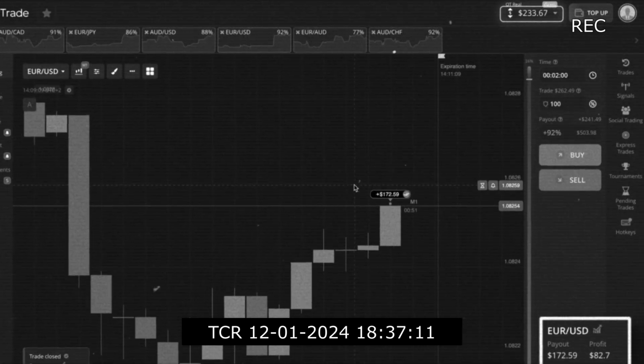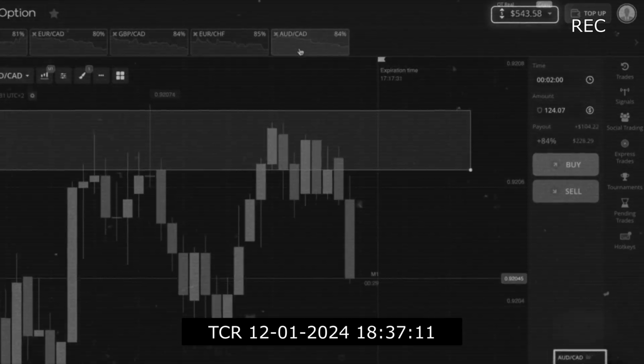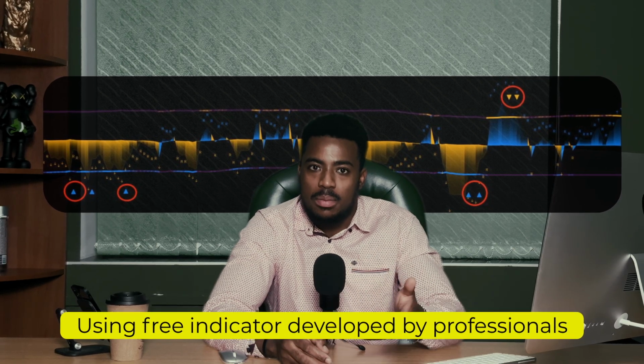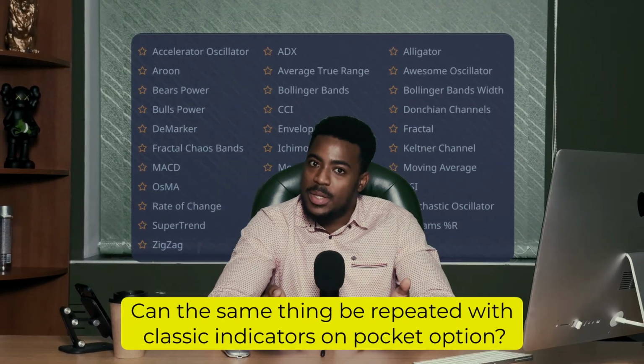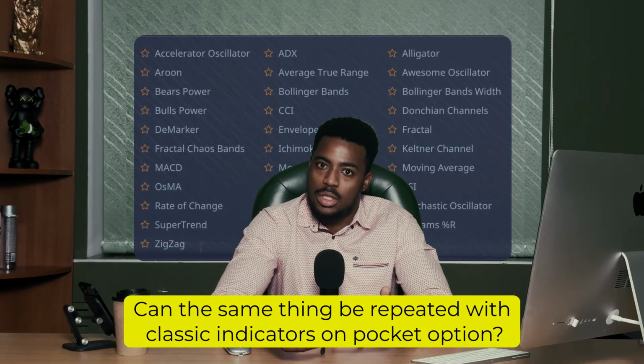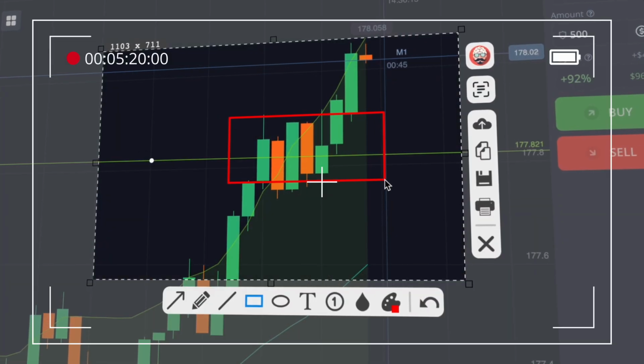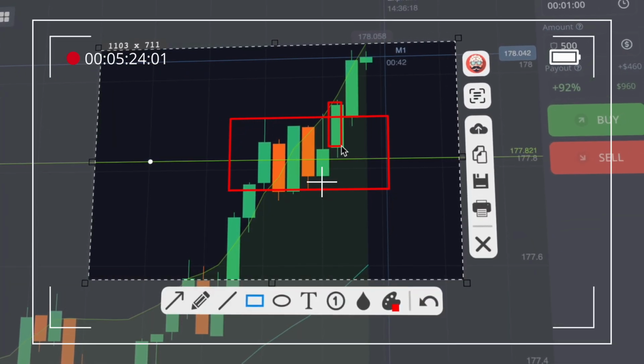In the past video, we were able to turn $100 into $1,000 using a free spinning indicator developed by professionals. Can the same thing be repeated with classic indicators on Pocket Option? Oh yes, but in the strategy I'm going to show you today, there's one very important trick.